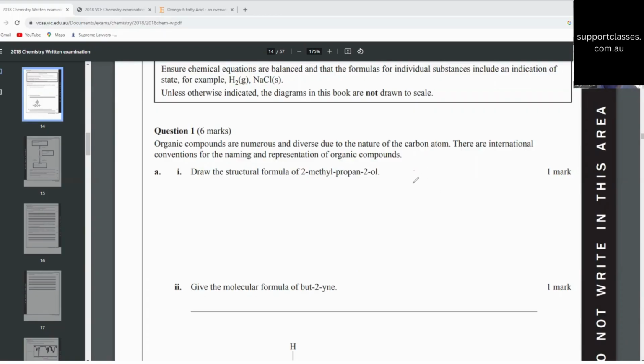What is HDL? The high density lipid. Yes, high density lipids, not proteins. So LDL, low density lipids.